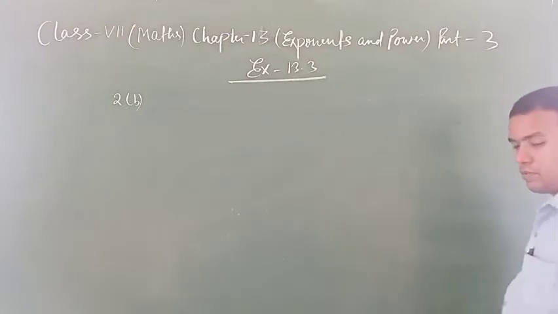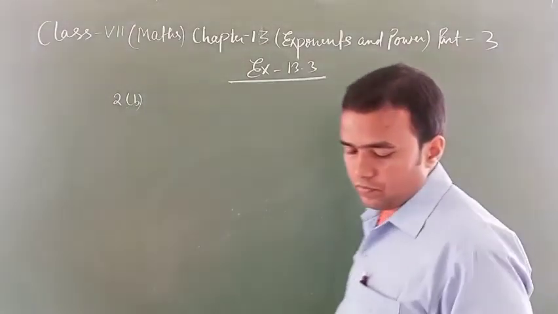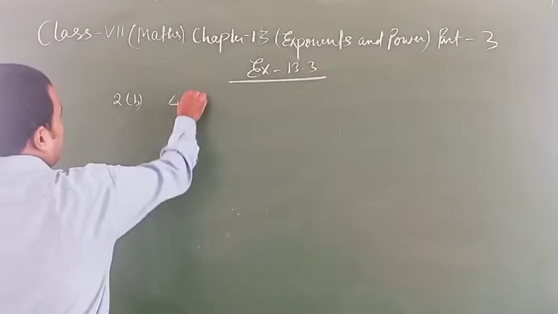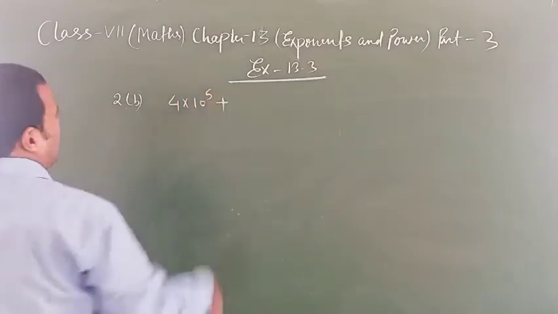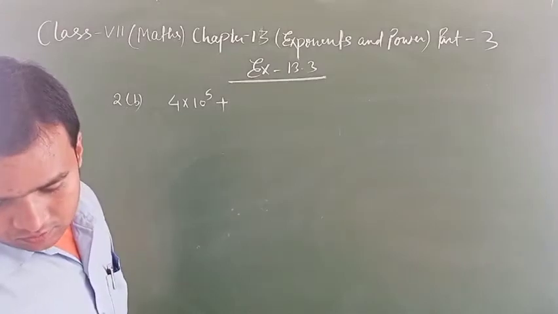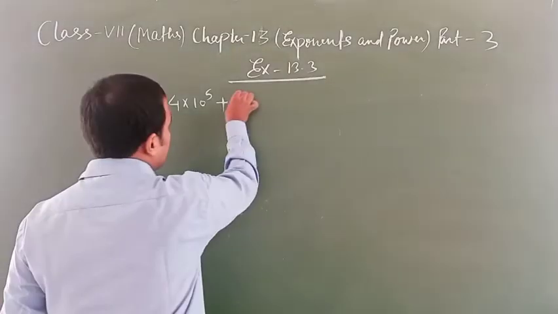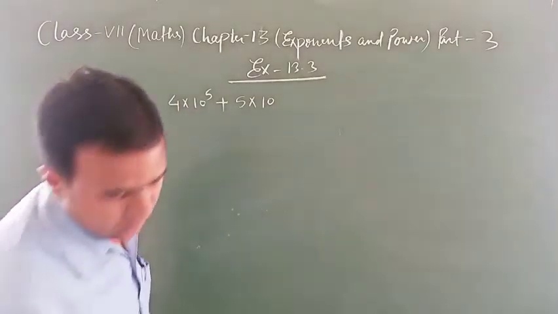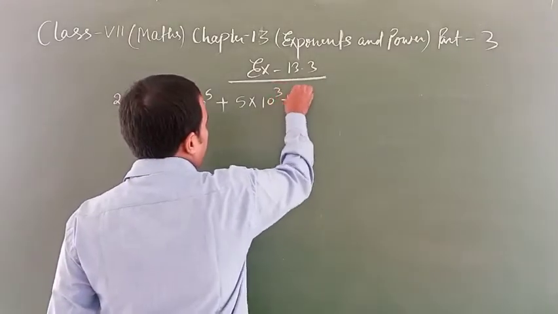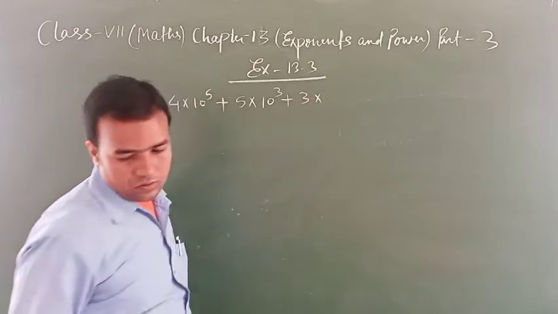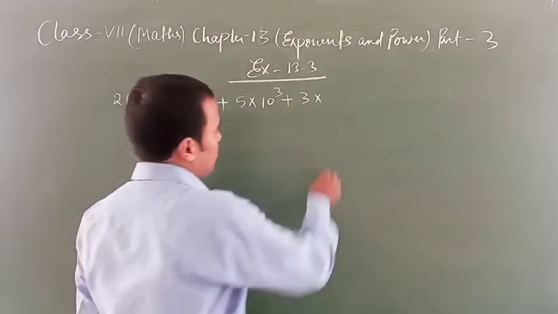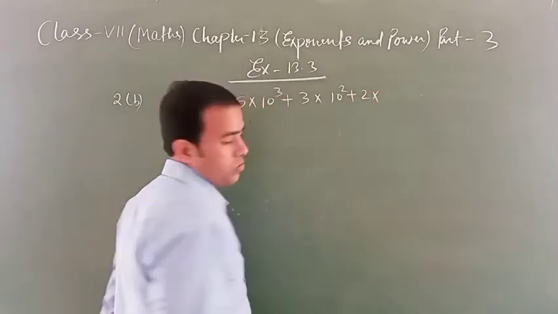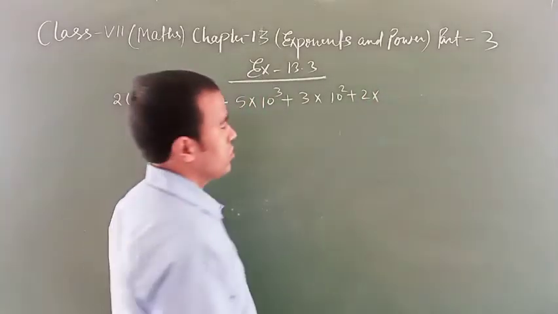Second one: 4 into 10 to the power 5 plus 5 into 10 to the power 3 plus 3 into 10 to the power 2 plus 2 into 10 to the power 0.